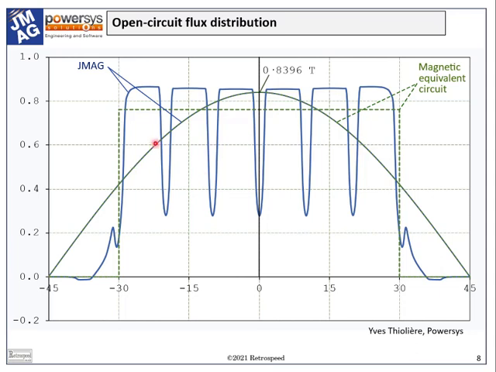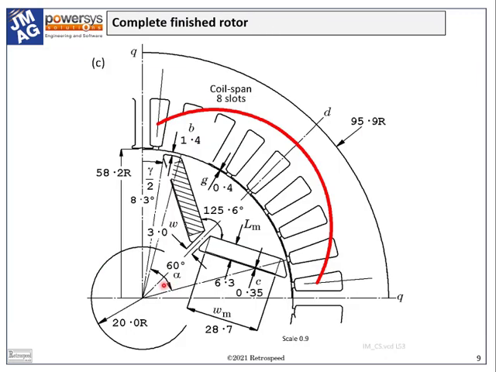The fundamental space harmonic component is responsible for the fundamental time harmonic component of the EMF, and here it is calculated by Fourier series with a peak value of 0.8396 Tesla. Also shown in the graph is the ideal theoretical flux distribution, which is rectangular and spans the pole arc angle, which we can see in slide 9, alpha 60 mechanical degrees or 120 electrical degrees from this point to this one.